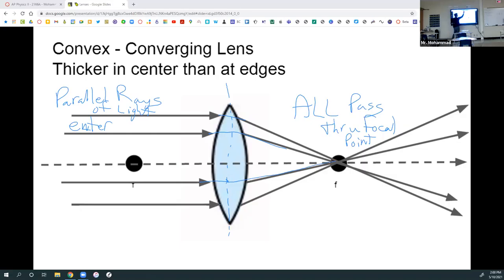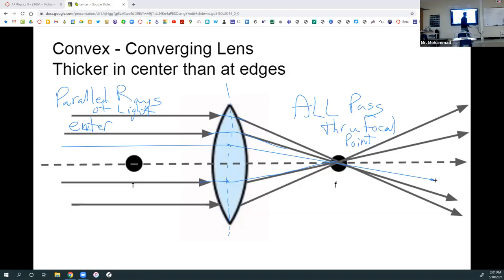So essentially if I was drawing a new ray of light, so I had one that was coming in parallel, I would show that it bends through the focal point. So that's one rule of how the light gets bent through a convex lens. Now this type of lens, you've probably seen, if you've ever played with magnifying glasses before, this is a convex lens. So this magnifying glass here is a convex because it curves out.